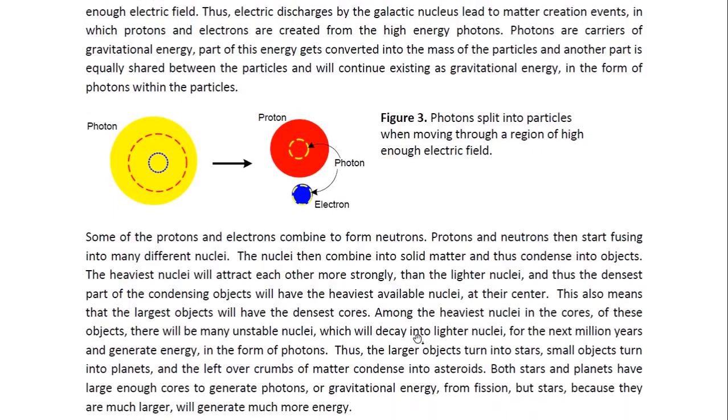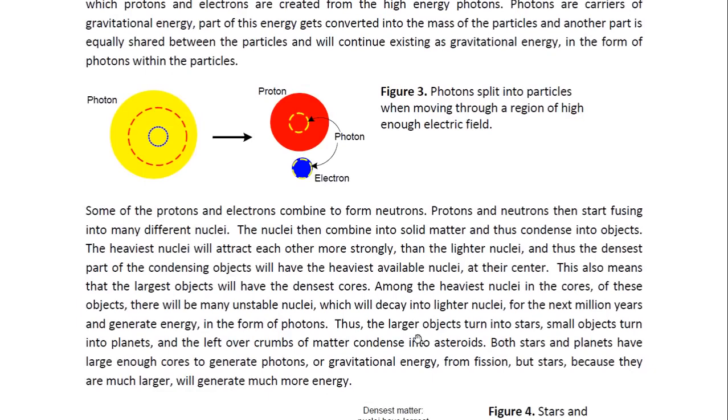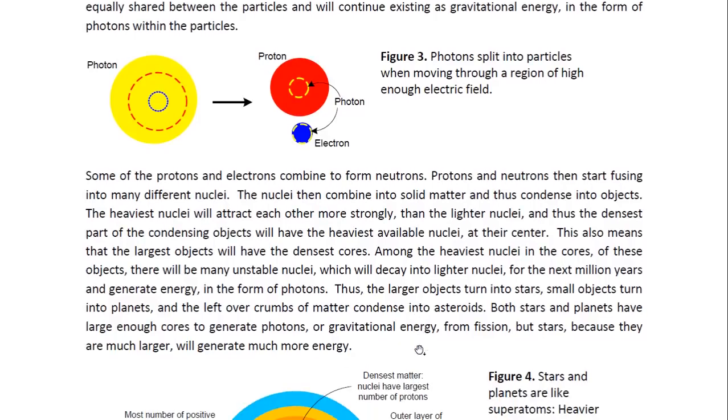Now, some of the protons and electrons combine to form neutrons. Protons and neutrons then start fusing into many different nuclei. The nuclei then combine into solid matter and thus condense into objects, that is, stars, planets, and so on.